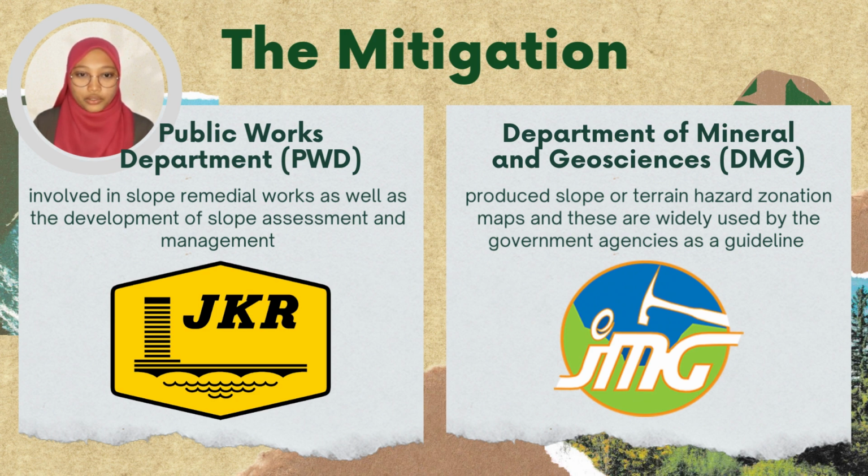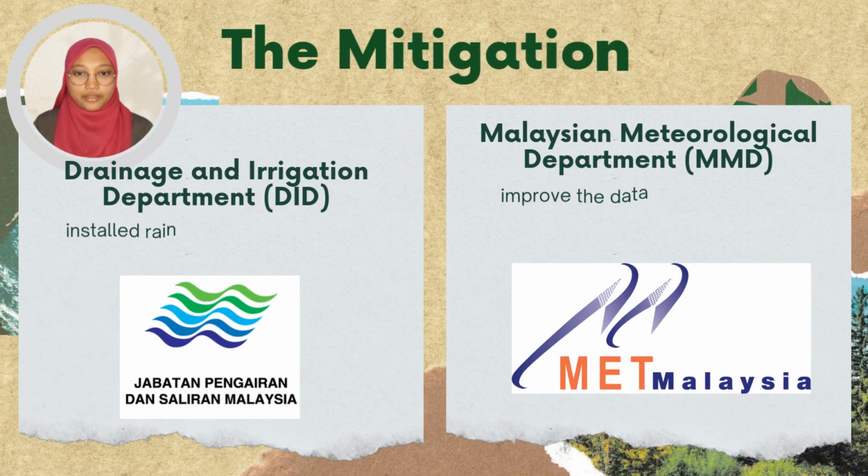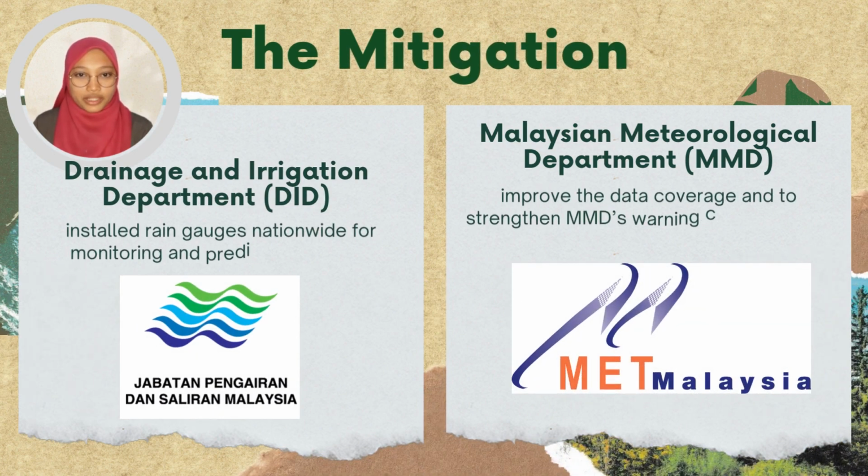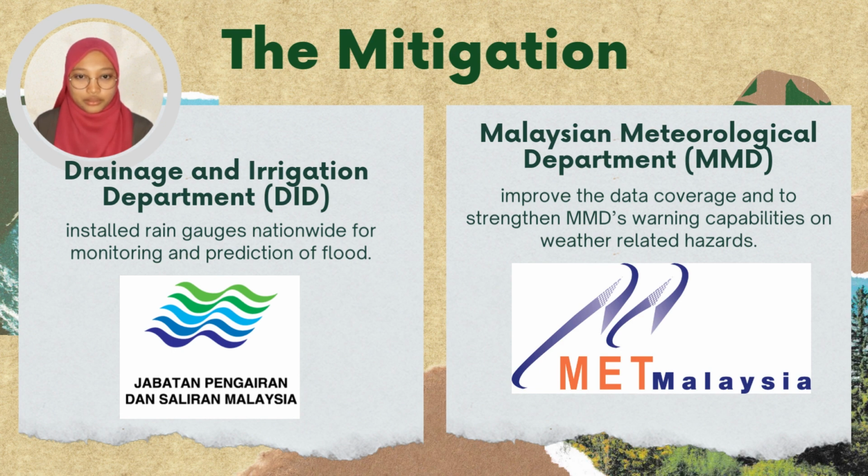The slope or terrain danger zonation maps that the DMG and TENMAKers generated, which are widely used by government agencies as a guideline in the development of hilly and mountainous areas, are their principal contribution. For flood monitoring and forecasting, the Drainage and Irrigation Department has built rain gauges all around the country. For the purpose of sharing rainfall data, the Malaysian Meteorological Department will collaborate closely with the ID in order to increase data coverage and improve MMD's capacity for weather-related danger warnings.